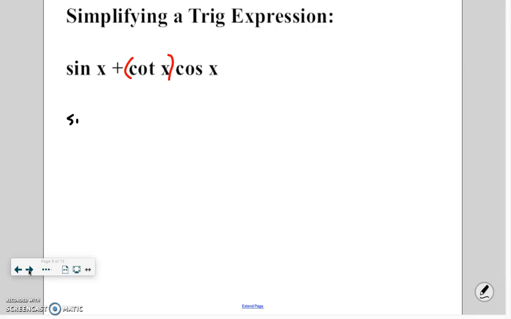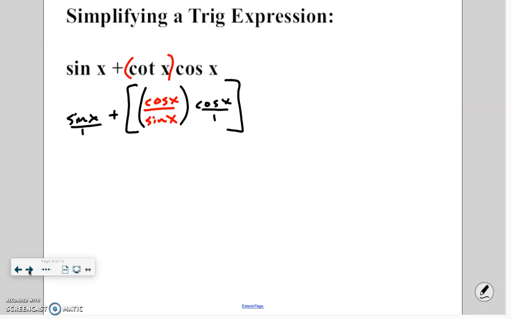So I could rewrite this as sine x plus, now instead of cotangent, I could write that for what it actually is. That's cosine x over sine x times my cosine x. Now at this point, I don't really know if this is going to work or get us anywhere. But I do know that sine x is over 1, cosine x is over 1. And when I multiply, that gives me sine x over 1 plus, when I multiply fractions, I just multiply straight across. Cosine x times cosine x is cosine squared x over sine x times 1 is sine x.